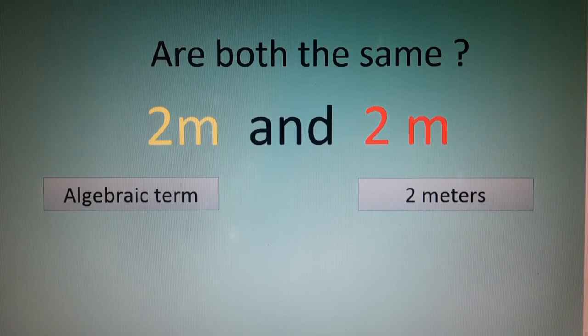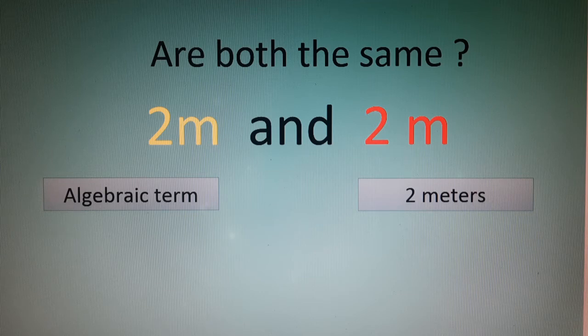The first quantity can be identified as an algebraic term. Then 2 is the coefficient and m is the variable. As you have learned, no gap between these two. But as in the second example, if you can see a gap between these two, you have to identify this as a measurement. It is not an algebraic term.